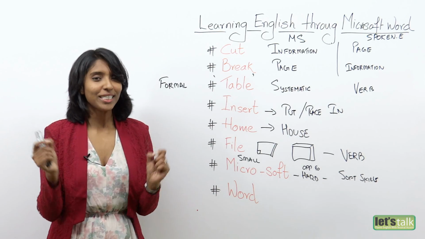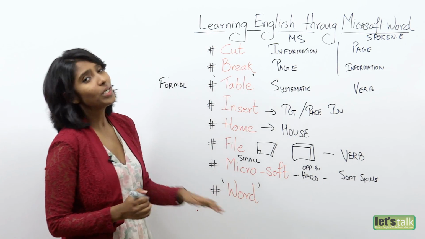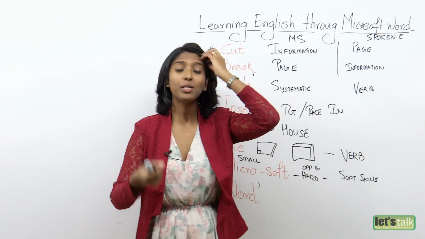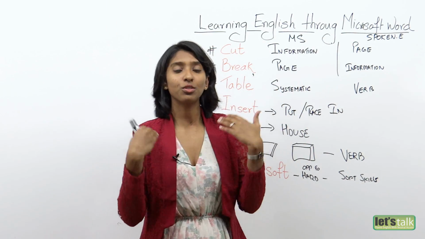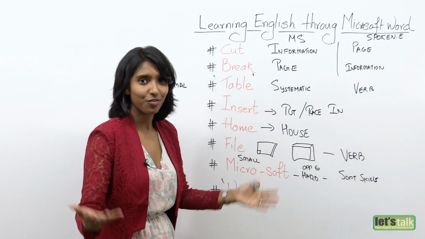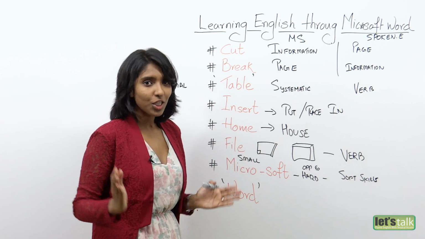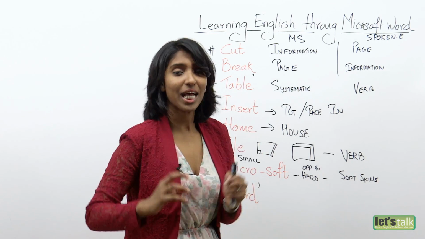The last word I have for you is the word Word itself. Well, Word in Microsoft Office was actually a program that is supposed to get the words and try to arrange them and make sense out of it. But word in real English means a combination of alphabets coming together which has a meaning.